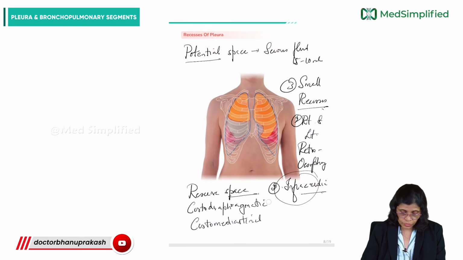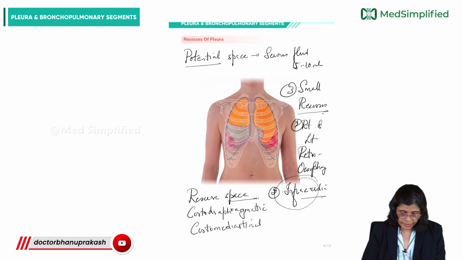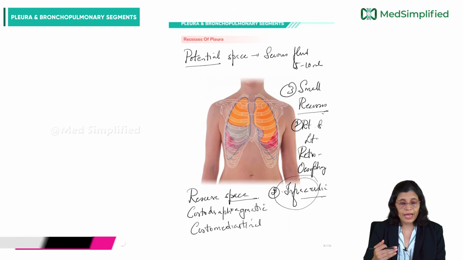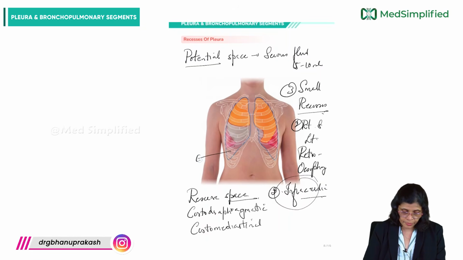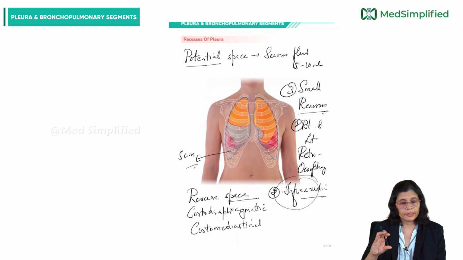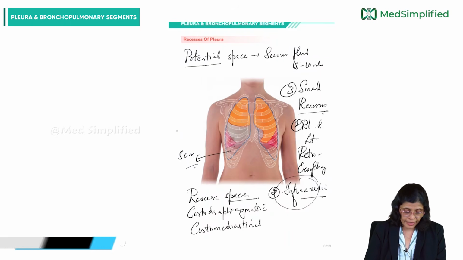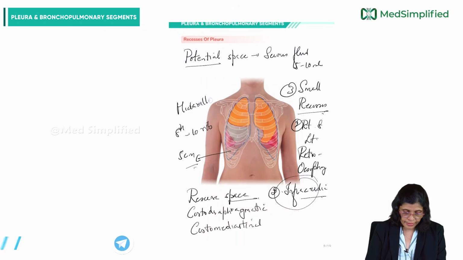So when we see the costodiaphragmatic recess, it is located inferiorly between the costal and the diaphragmatic pleura. In this space we have the costodiaphragmatic recess. It is about 5 centimeters vertically in length, and it lies against the 8th to 10th ribs in the mid-axillary line.